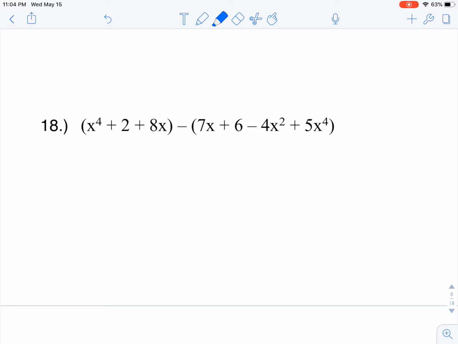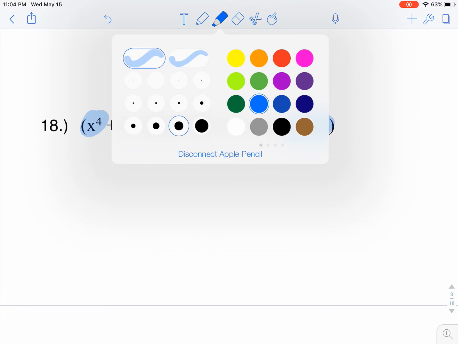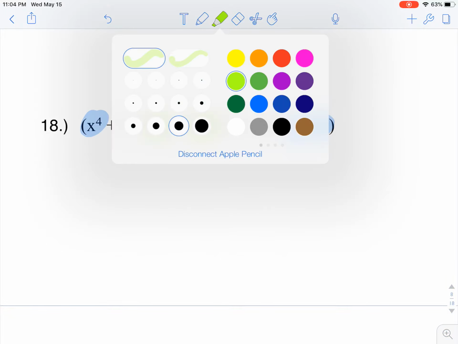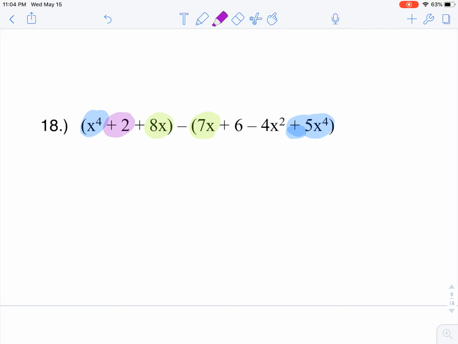Here we got a little bit more to it. So again, I know you might not have a highlighter, but you can underline things. Make sure you take the operation that comes in front. Like here, I took the plus. So there's x to the fourth. Here's just x. And then here's just the number. Now you notice there's one that's not highlighted. It's because it doesn't have a match. So we'll talk about that here in a second.